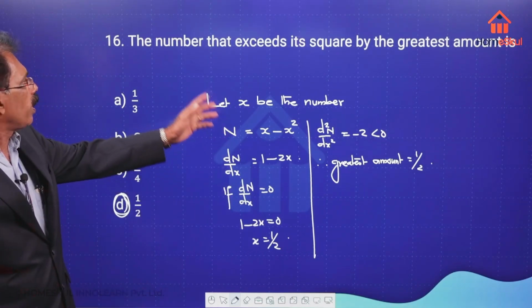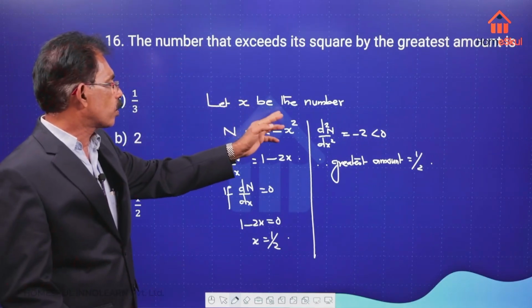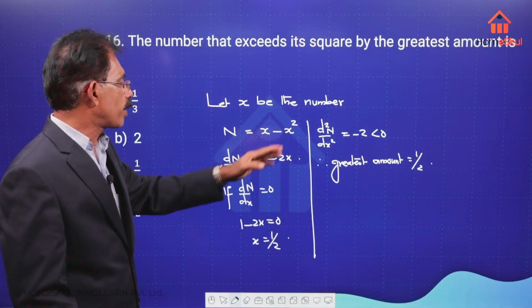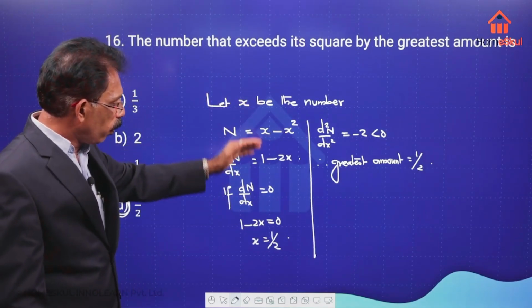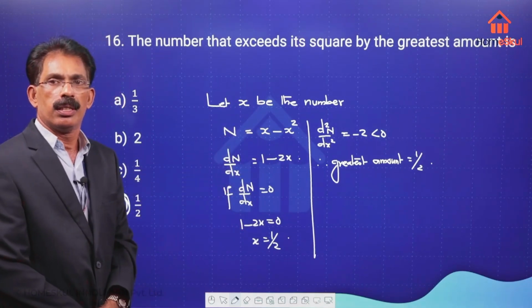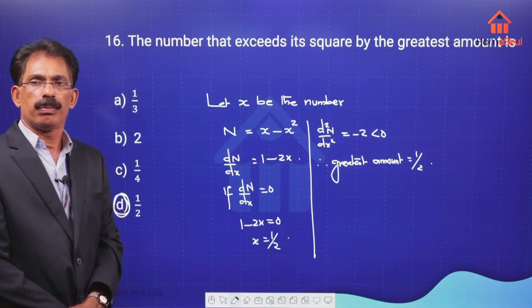Please observe this one. The number that exceeds its square, number x, square is x square. X minus x square is x it. That n is equal to x minus x square. And to follow and to proceed for the steps of finding the maximum and minimum.